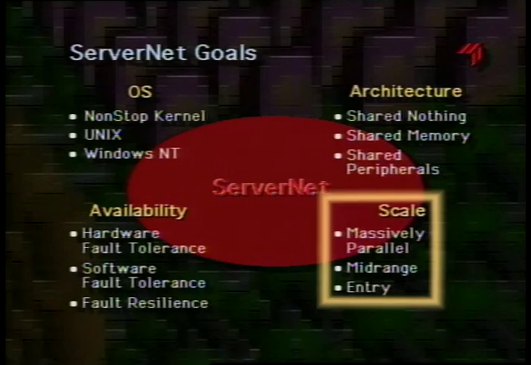Finally, ServerNet has been designed to support everything from entry-level machines up to massively parallel machines. So the network can scale both to very large and down to very small applications, in contrast to massively parallel machines that are aimed only at the high end. In implementing the network, we decided to concentrate on the essentials and keep it as simple as possible while still solving the problem at hand.